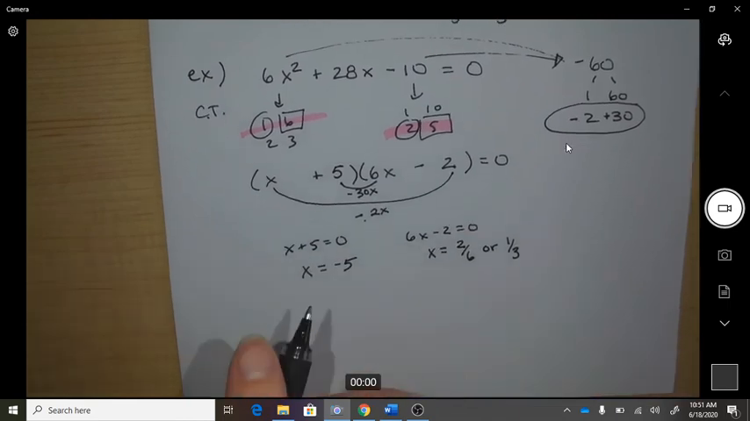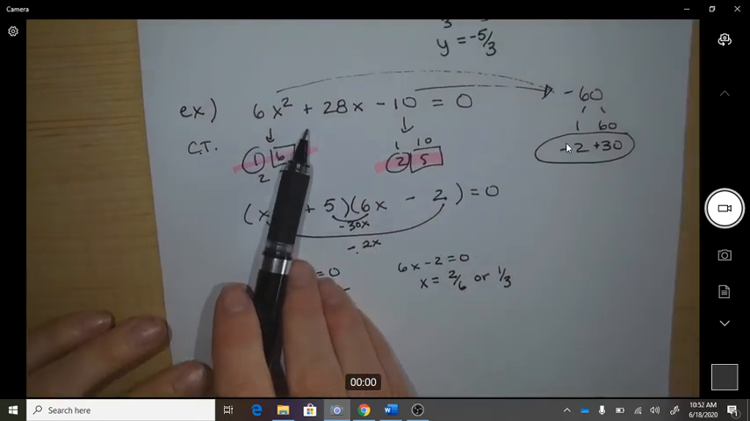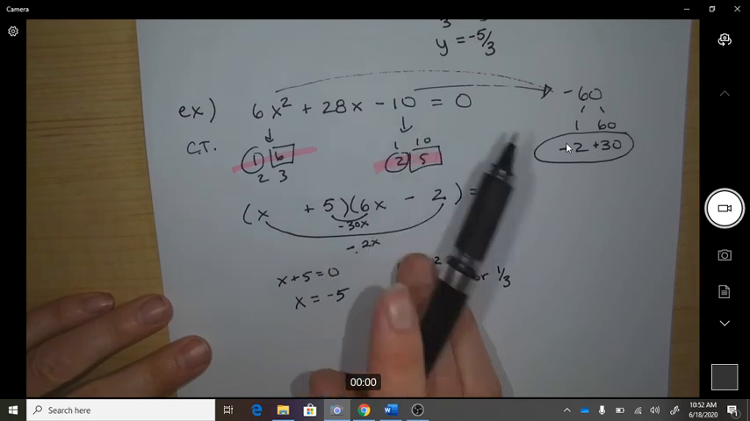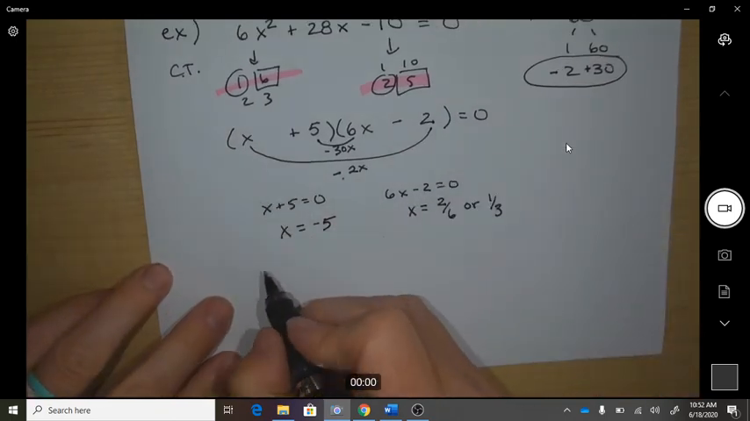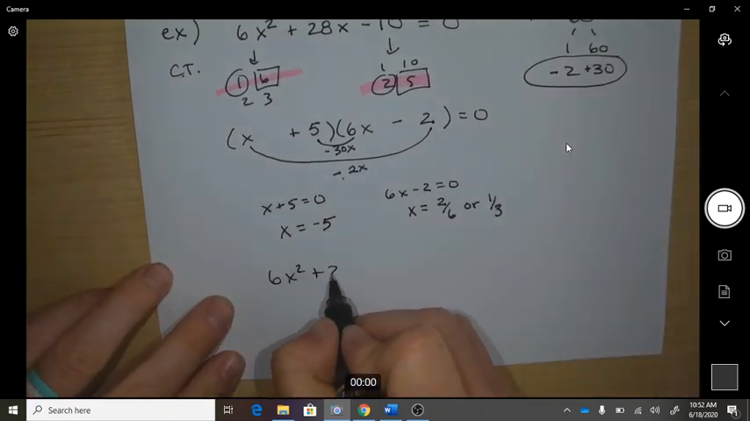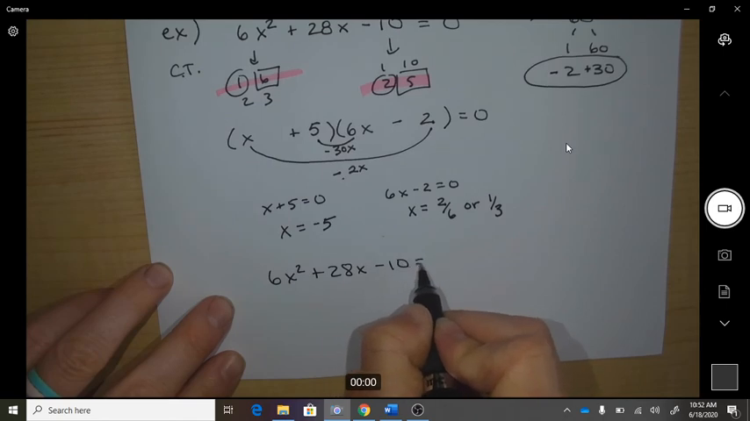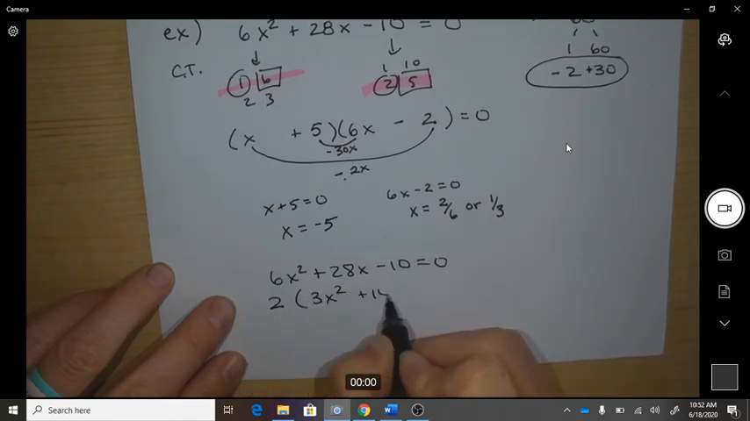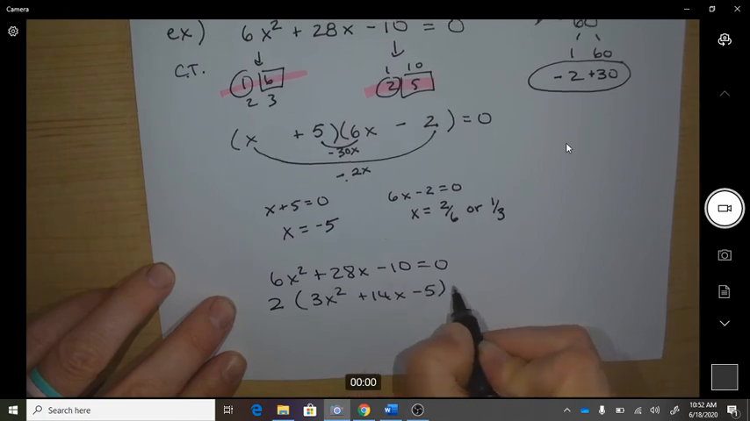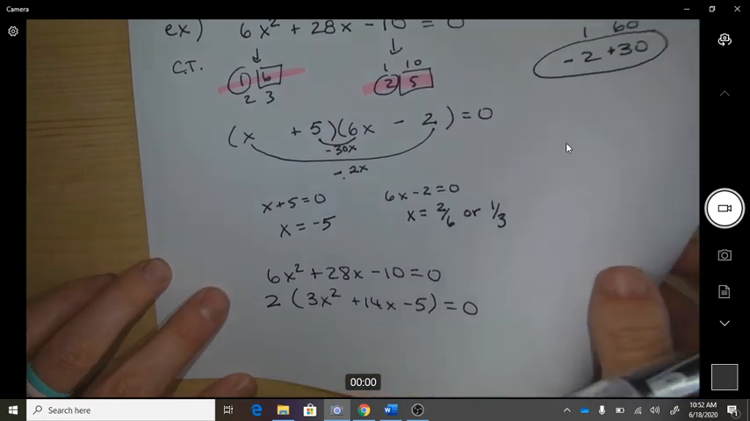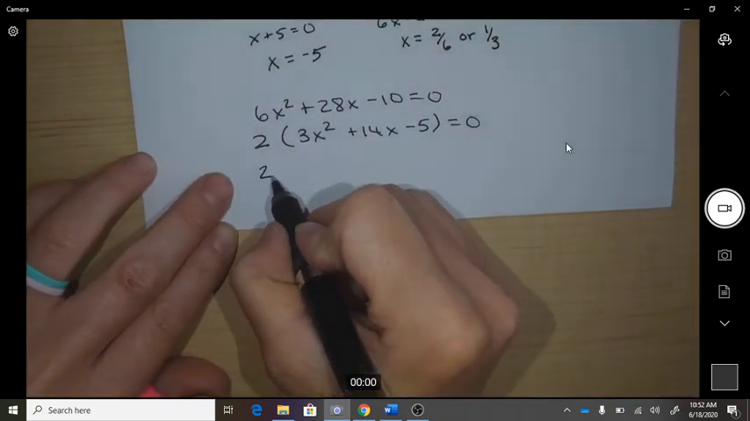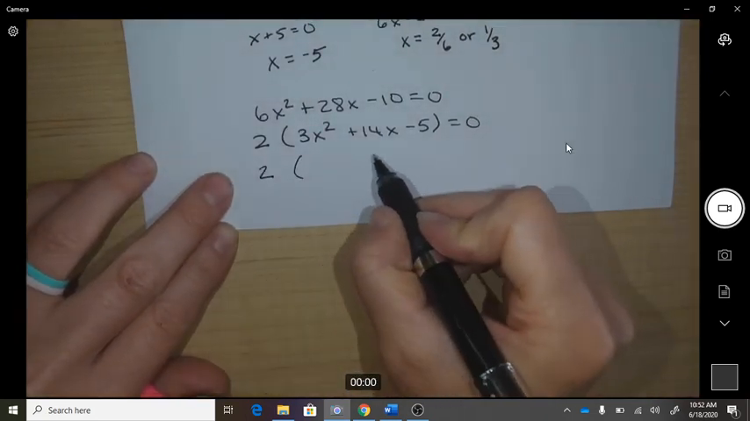Okay, I'm just going to quickly talk about something else here. Before you started this, you could have actually GCF'd a 2 out of everything. So if we just try that differently, 2 times 3x squared plus 14x minus 5. I'm just going to show you something else here. I'm just going to put the 2 in the front.